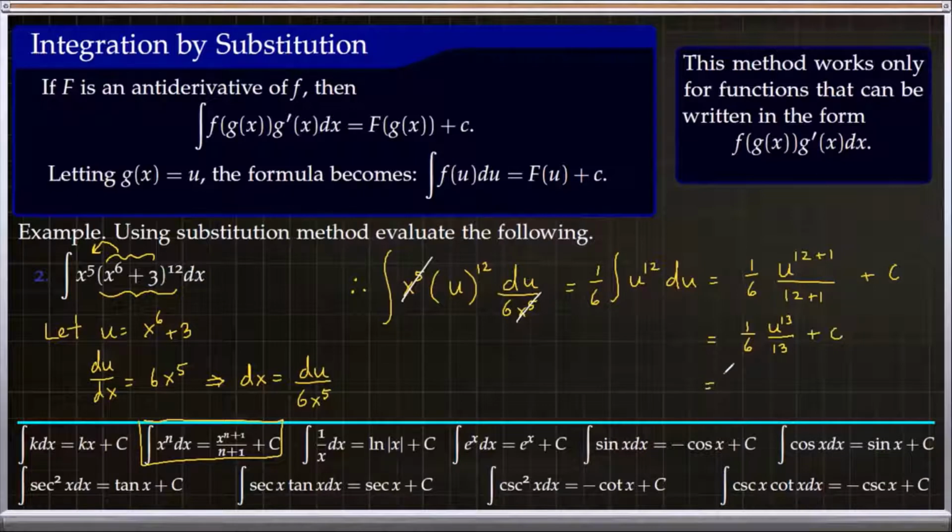Now we can replace u with x^6 + 3 so that we have the final form in terms of x. And the constant part, we have 1/6 times 1/13. 6 times 13 is 78. So we get 1/78. And u^13 is (x^6 + 3)^13 plus constant. So this is the antiderivative of x^5 times (x^6 + 3)^12. Let's look at the next example now.